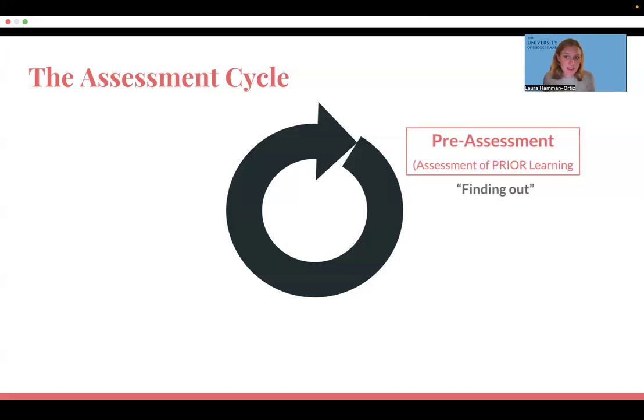So assessment really begins with pre-assessment, right? We're finding out what students already understand about the content or the language that you're teaching, or what they already can do, so that you can then design instruction accordingly.